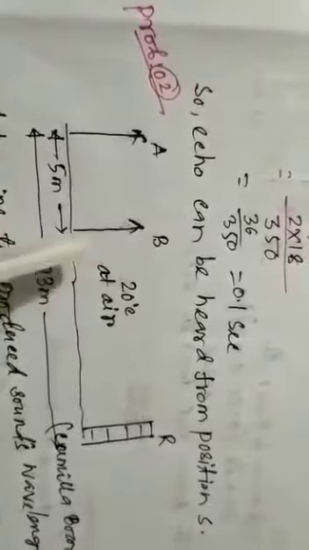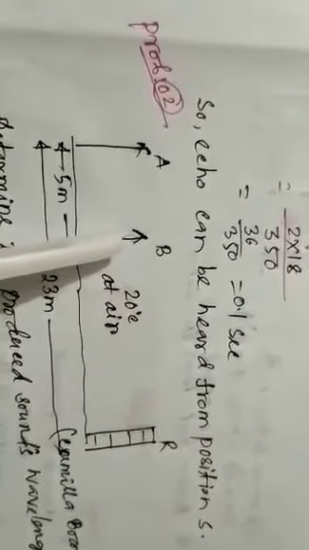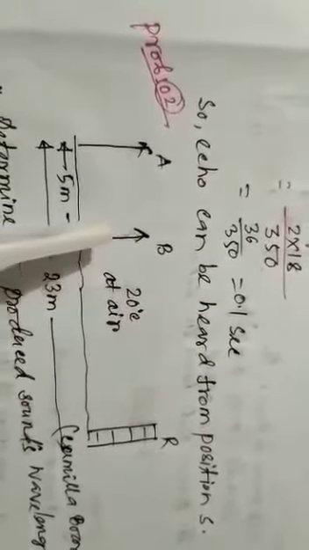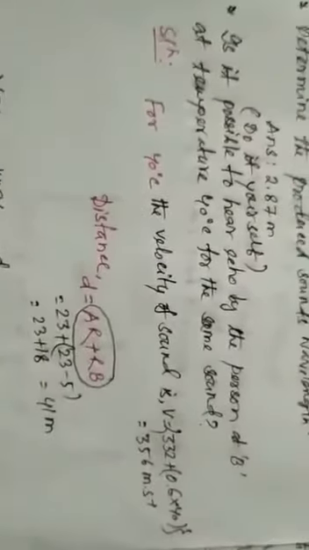Is it possible to hear the echo for the person who is standing at position B? That means the problem is very critical. This is not a normal problem. Okay, let's discuss this problem.